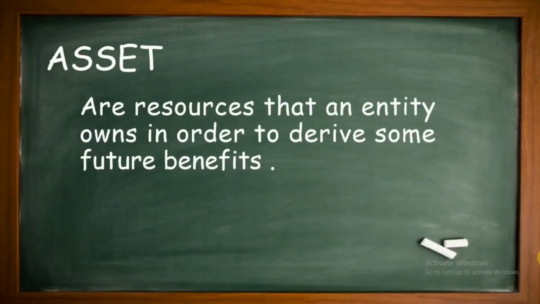What is an asset? Assets are resources that an entity owns in order to derive some future benefits. It is anything tangible or intangible that can be used to produce a positive economic value. Assets represent value of ownership that can be converted into cash. Although cash itself is also considered an asset, and the balance sheet of a firm records the monetary value of an asset owned by that firm. And on a balance sheet, assets are listed in categories based on how quickly they are expected to be turned into cash.